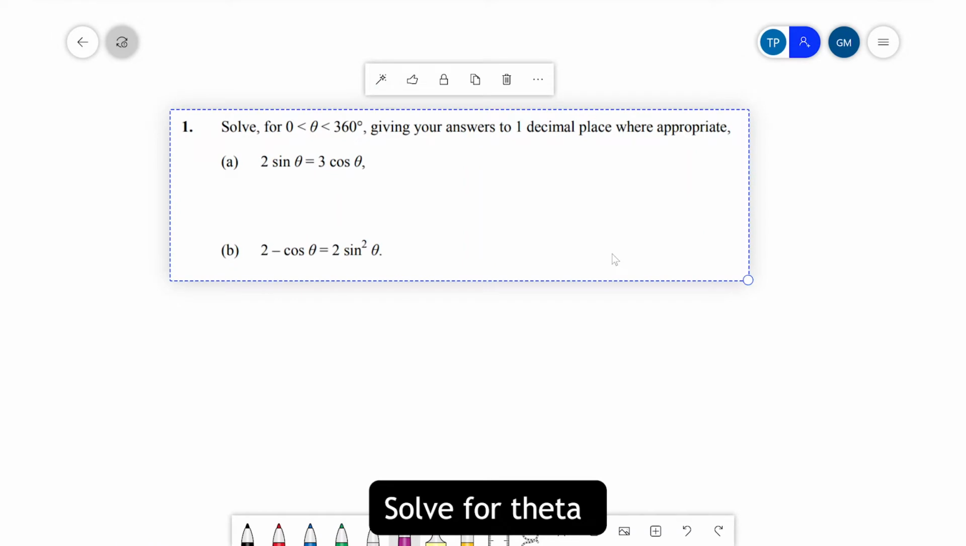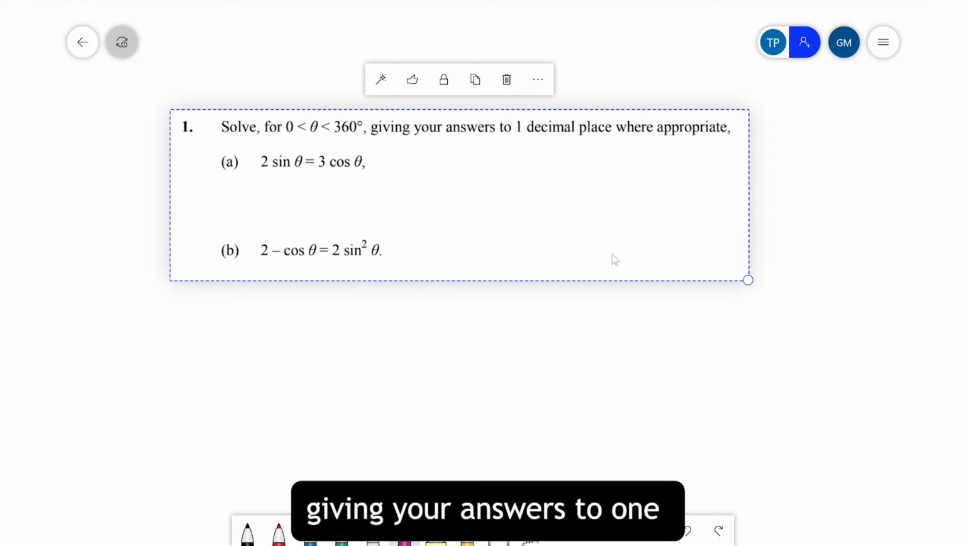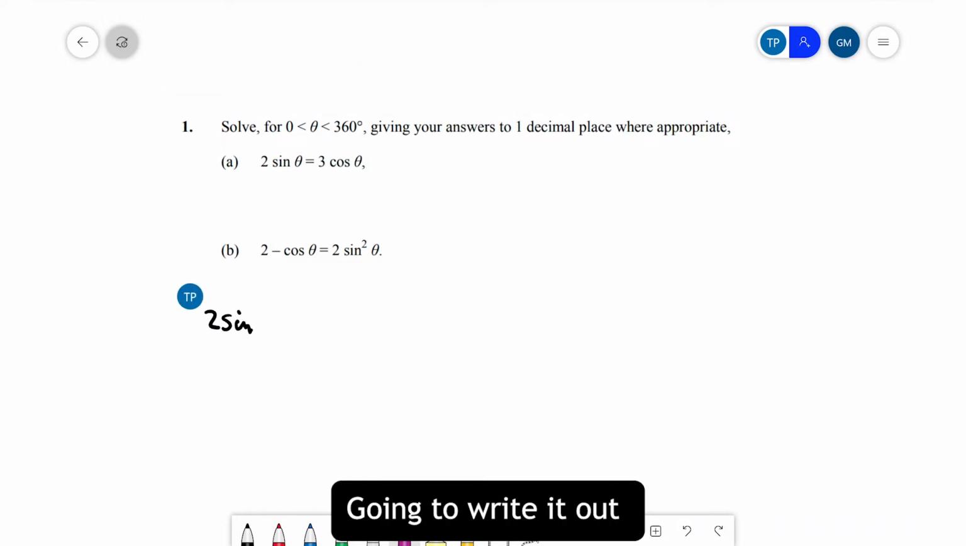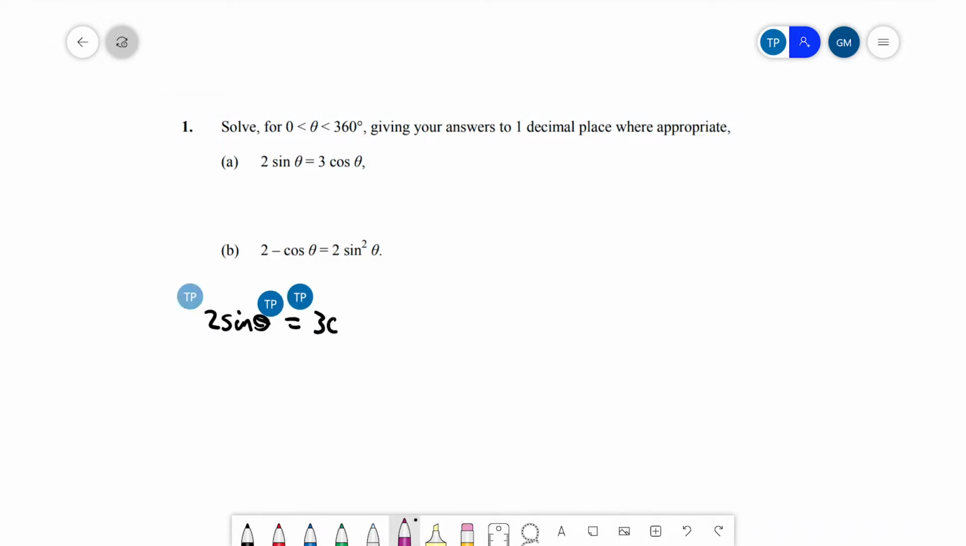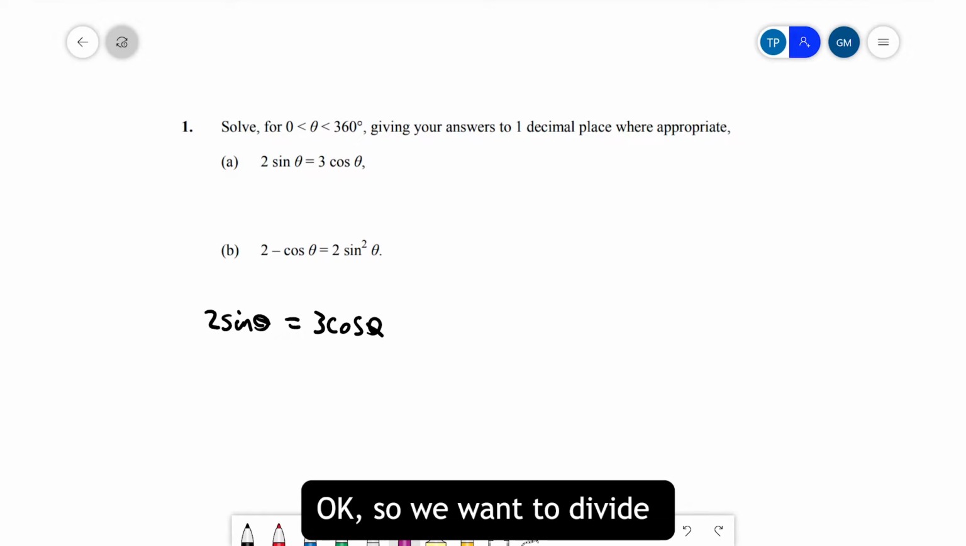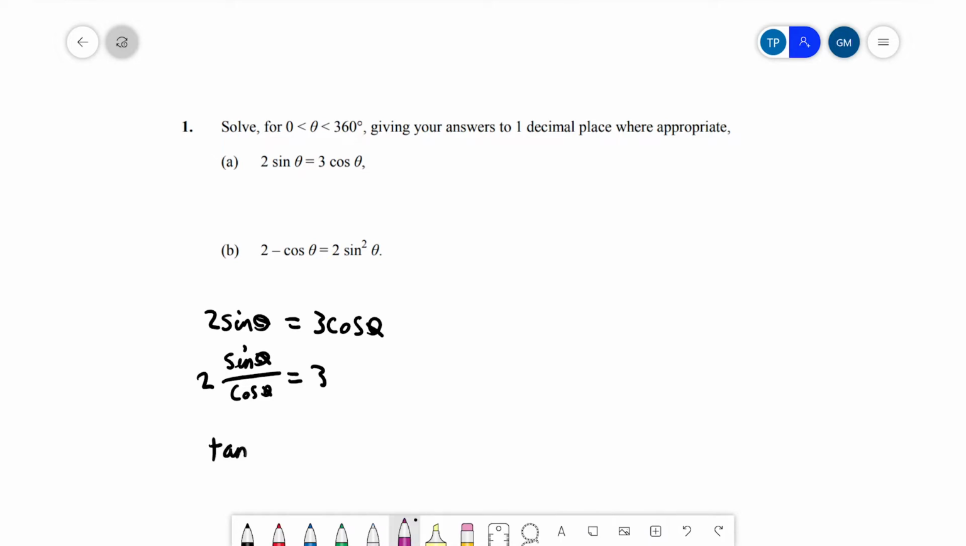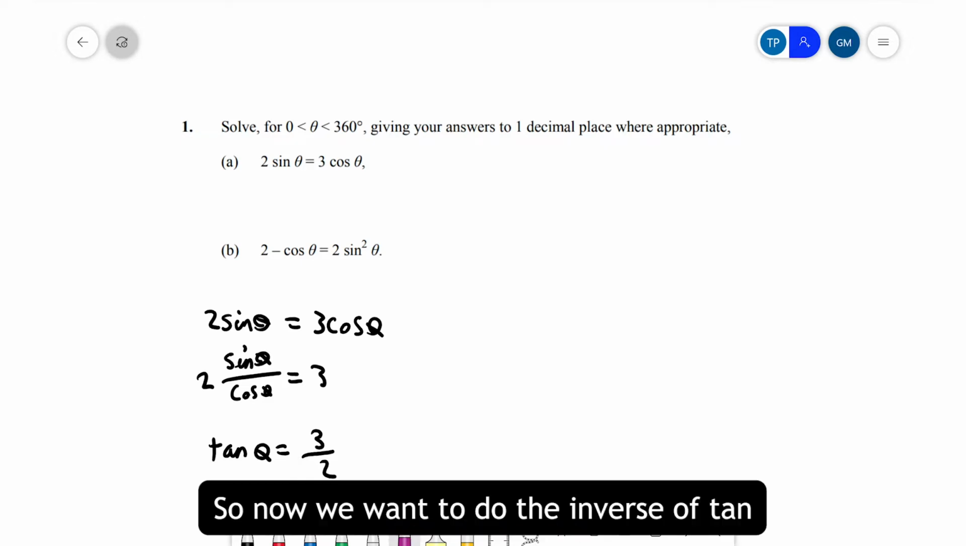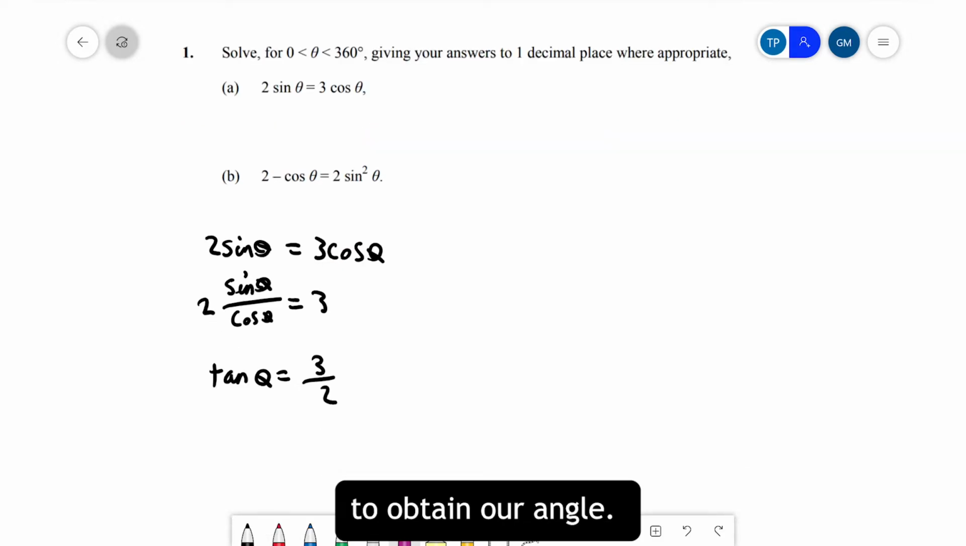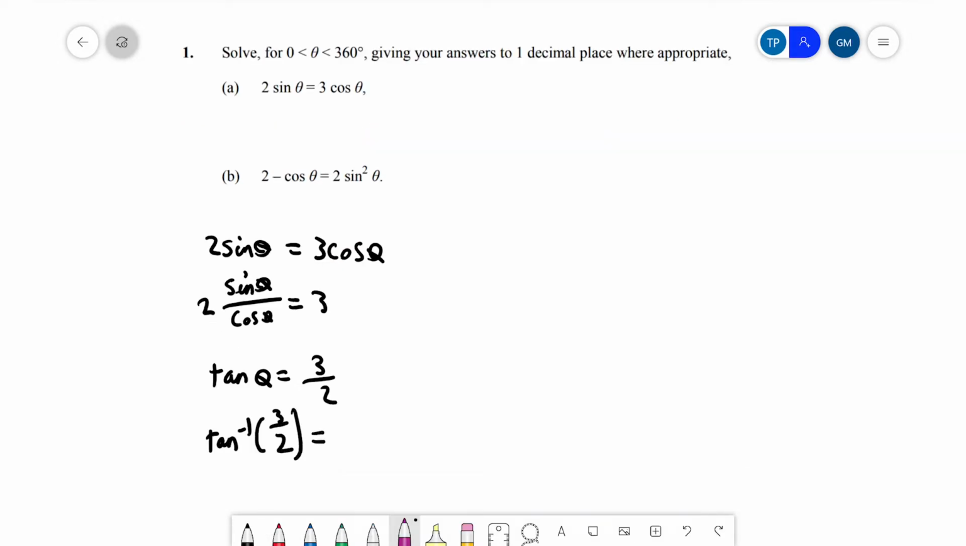Okay. Solve for theta being between 0 and 360, giving your answers to one decimal place where appropriate. Gonna write it out quickly. So we want to divide by cos theta. You'll have 2 sine theta over cos theta equals 3, so tan theta equals 3 over 2. Now we want to do the inverse of tan to obtain our angle. Inverse tan of 3 over 2 is 56.3 degrees.